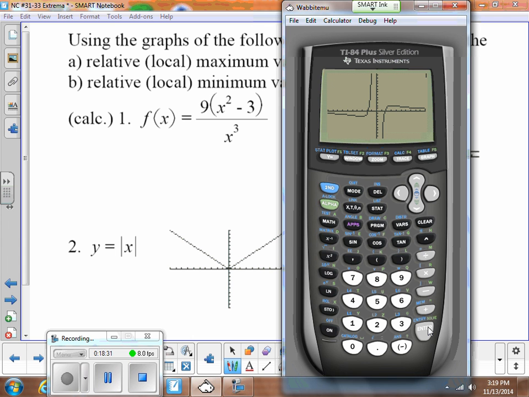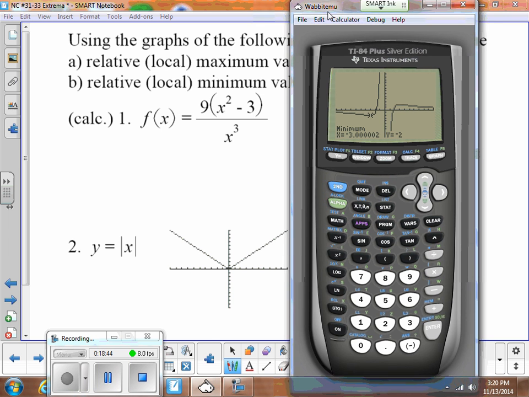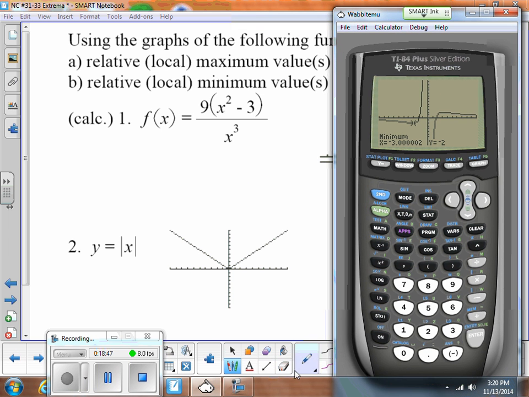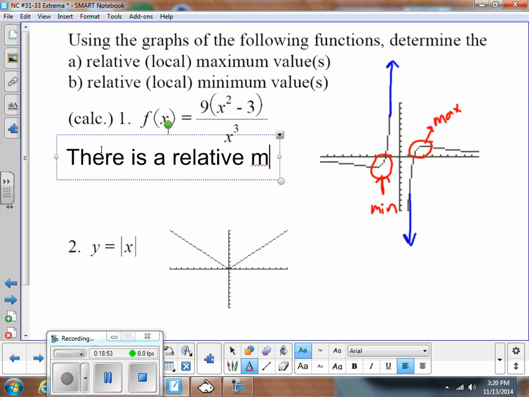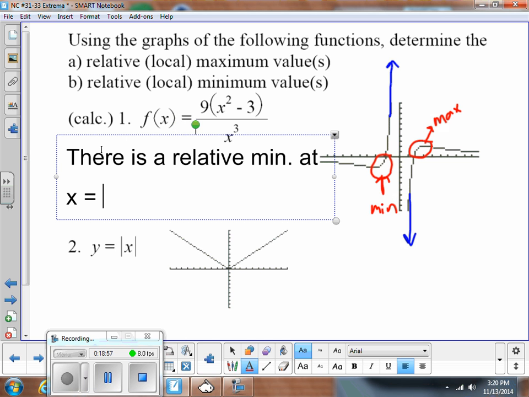Press enter. So the minimum is at x equals -3, and its value is -2. Let's write that out. There is a relative minimum at x equals -3, and its value is -2.